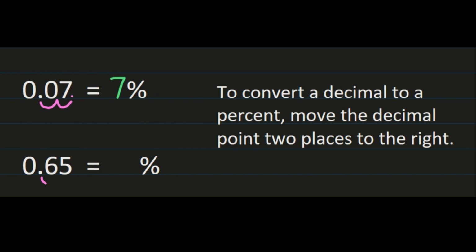And with 0.65, we're going to do the same thing. We're simply going to take the decimal and move it two places to the right. So now it's behind all the digits, so we have the whole number 65. So 0.65 is 65%.